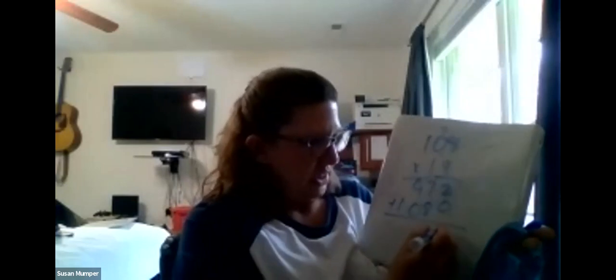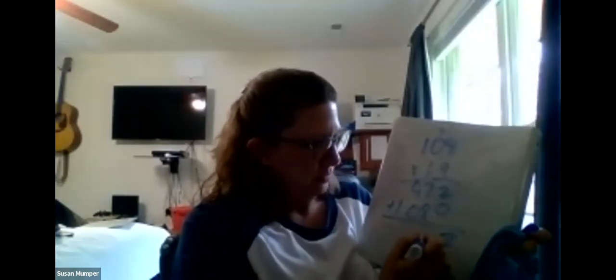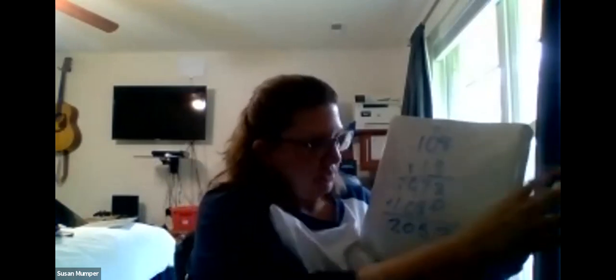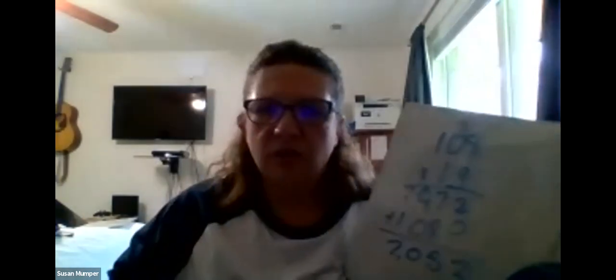Now we add our numbers together. 2. 8 plus 7 is 15. Carry the 1. 1 plus 9 is 10. Carry the 1. 1 plus 1 is 2. So the answer to this problem is 2,052. So now let's go back to our quiz.